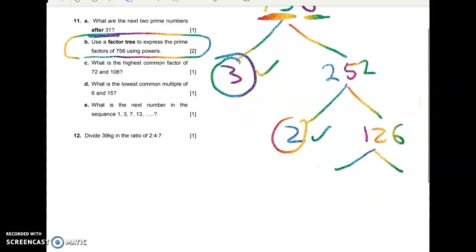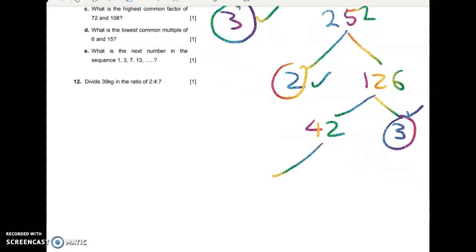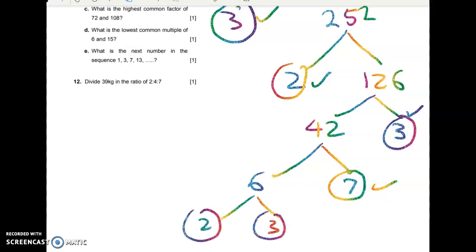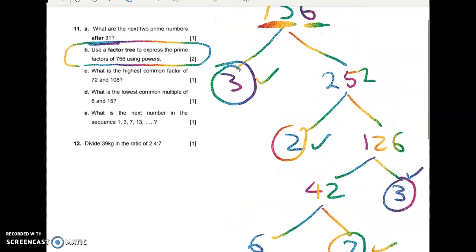126. Let's see what we've got here. Well, we could do whatever we want, but I'm going to do 3 again. So 3 is a circle tick because it's a prime. 3 times 42. Right, what are the factors of 42? Well, the easiest one to see is 7 sixes. 7's a prime, circle tick. But 6 is not yet a prime, but 6 is 2 times 3. Circle tick, circle tick.